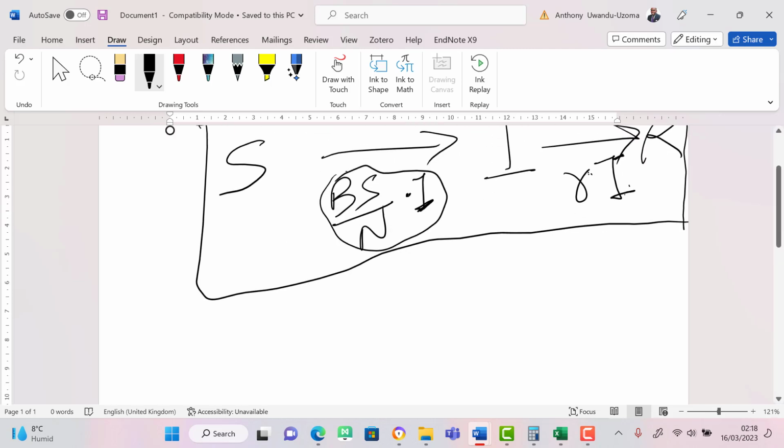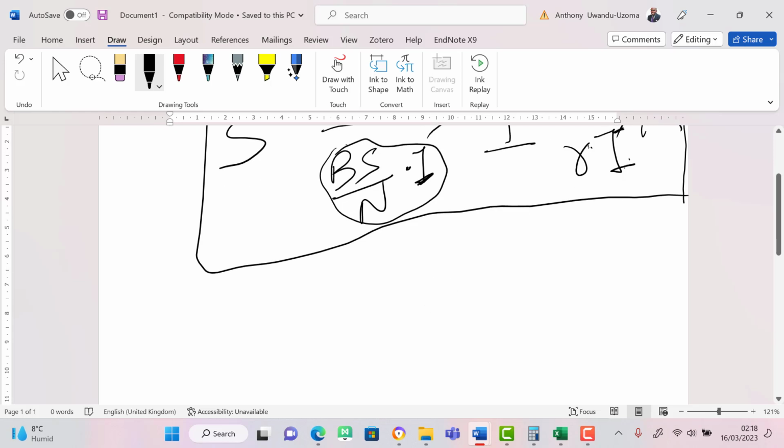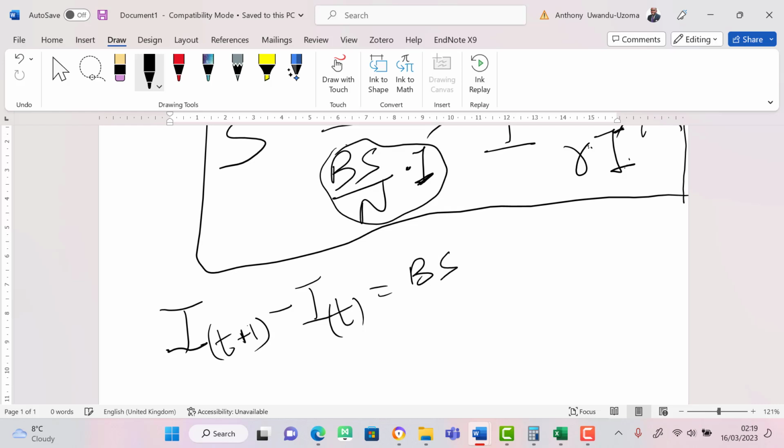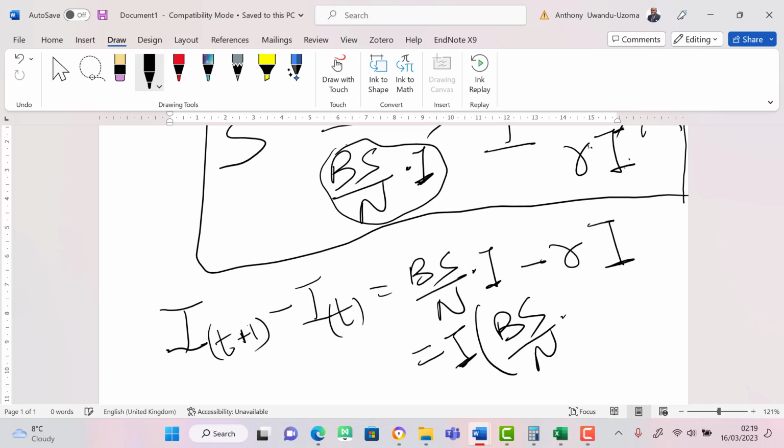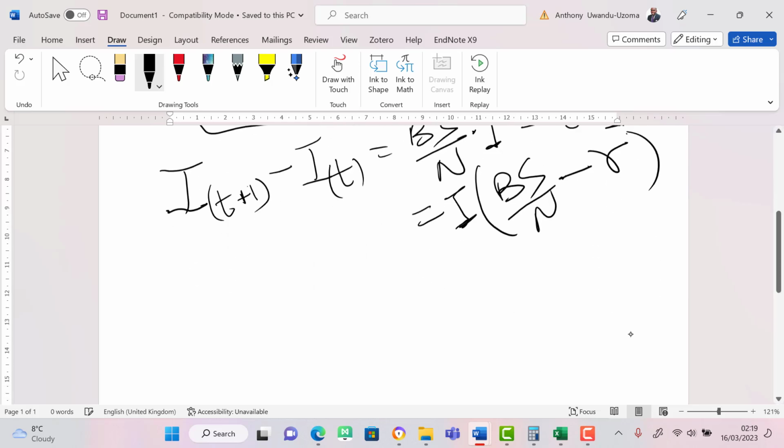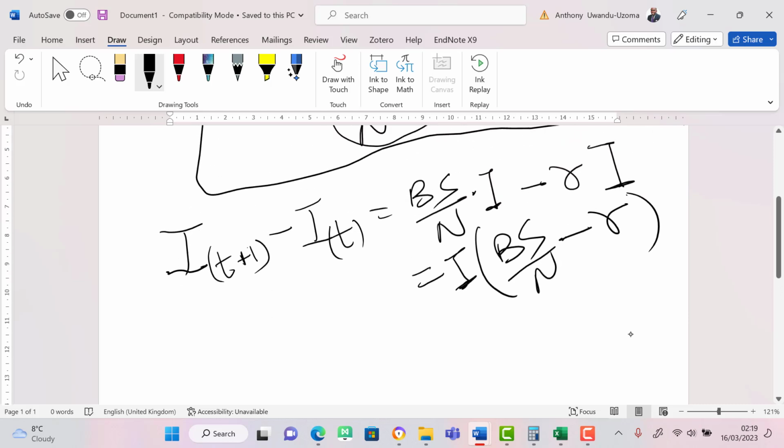Now let me write it. If I want to know how many people will be infected tomorrow, I for tomorrow, as t plus one, minus I for today, as t, will be what? Look at the formula here. BS over N times I, minus gamma times I. If I factor out this I here, I will have BS over N minus gamma. So this formula will tell us how many people will be infected tomorrow.